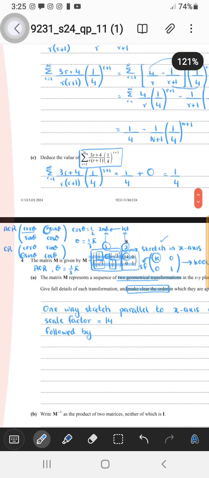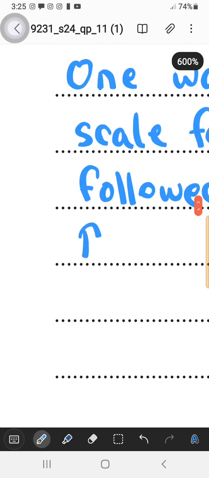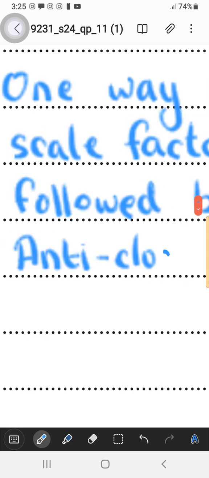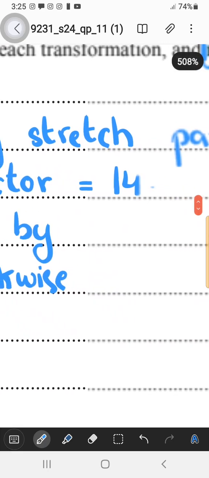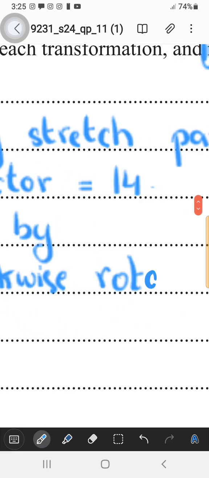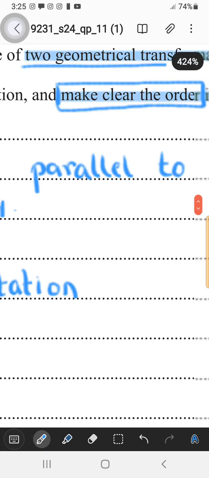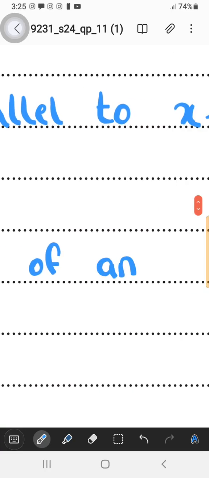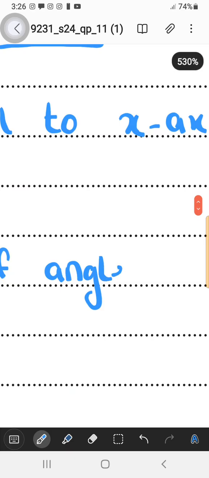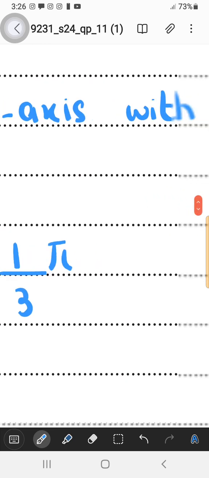Okay, so our first part will be done, followed by anti-clockwise rotation of angle 1 upon 3 pi about the origin.